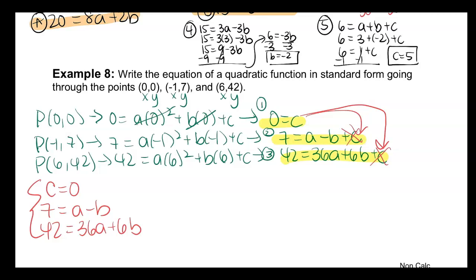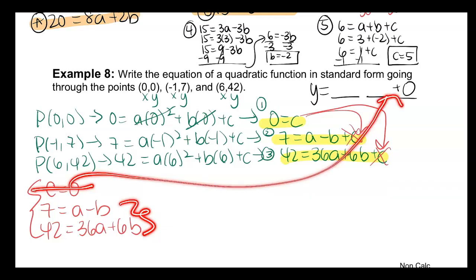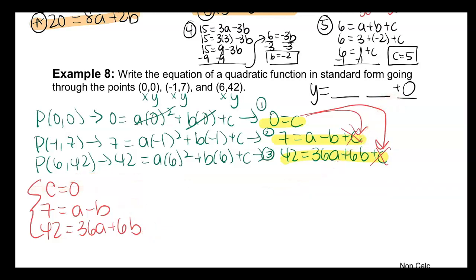Luckily, you already know if your equation is going to be in standard form, y equals ax squared plus bx plus c, the c value at the end is 0 because your c value here is 0. All we need to do now is find the a and the b. This system at the bottom is going to help you do that. The first equation is technically useless to help you solve the system because it's already your c value at the very end of your equation. So it's not a 3-variable system you're solving, it's a 2-variable system. This is what we're solving.